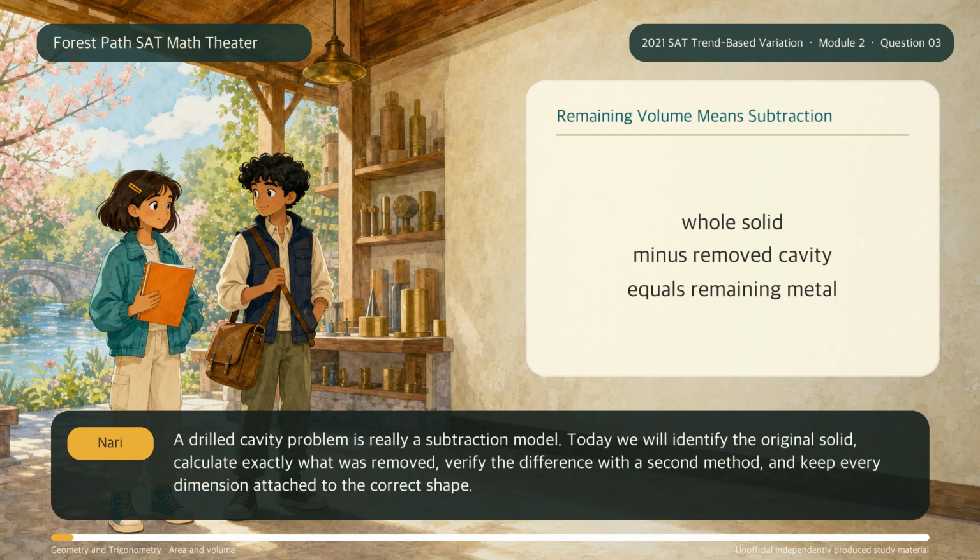The drilled cavity problem is really a subtraction model. Today, we will identify the original solid, calculate exactly what was removed, verify the difference with a second method, and keep every dimension attached to the correct shape.